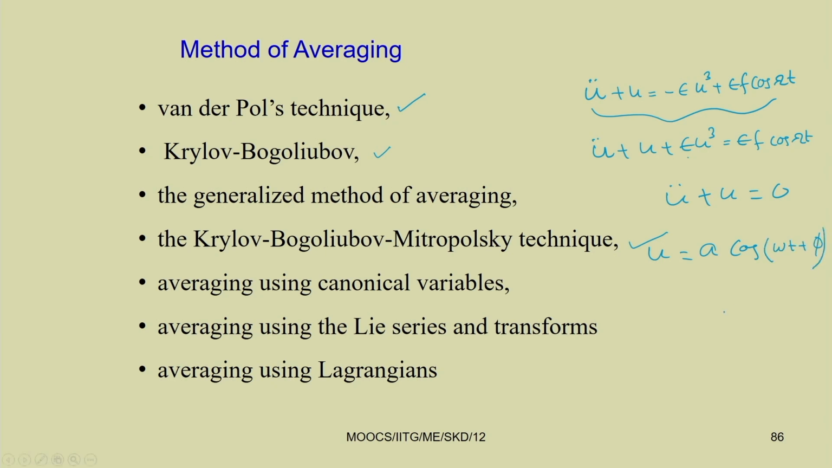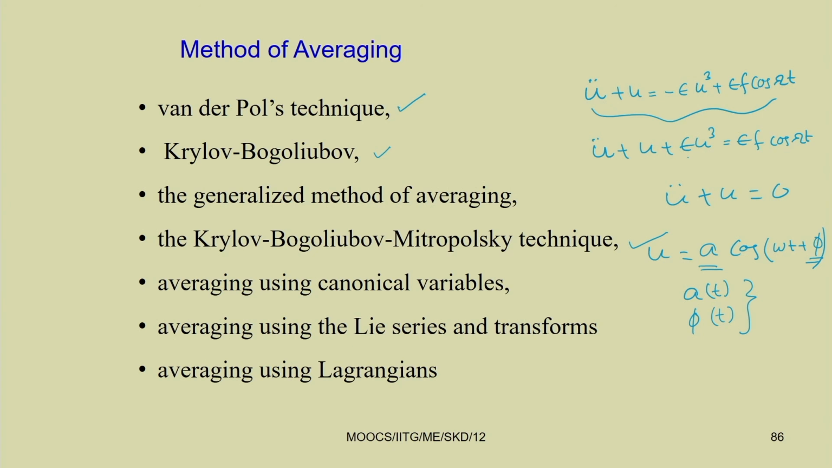Here, in the method of averaging, it is assumed that a and phi are not constant, but slowly varying functions of time. So, a is a slowly varying function of time and phi is also a slowly varying function of time. That means a double dot and phi double dot, that is the higher derivatives of a and phi, are 0.